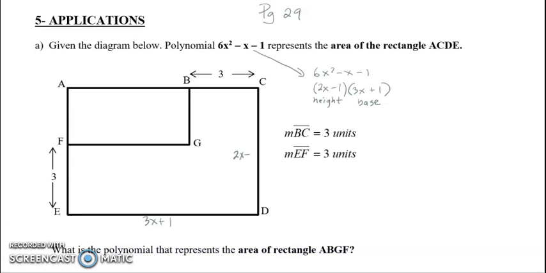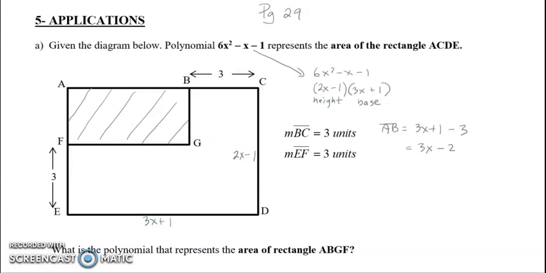And we're trying to figure out now an expression for the area of rectangle ABGF. Because we know the length of 3x plus 1 from E to D or from A to C, then we can find the length of AB by subtracting, and that's going to be 3x plus 1 minus 3, 3x minus 2, when you put that together.